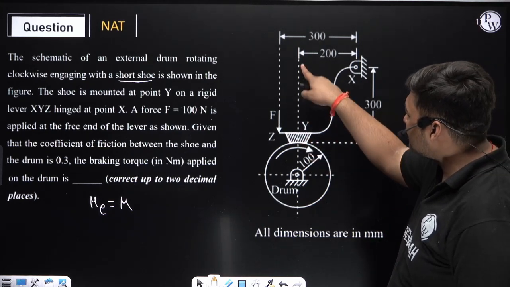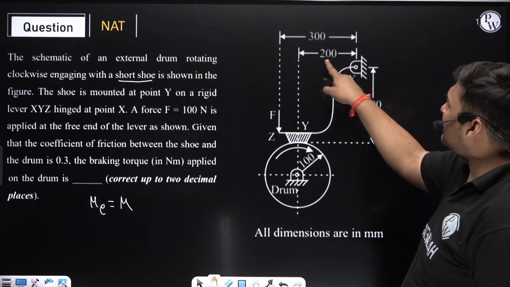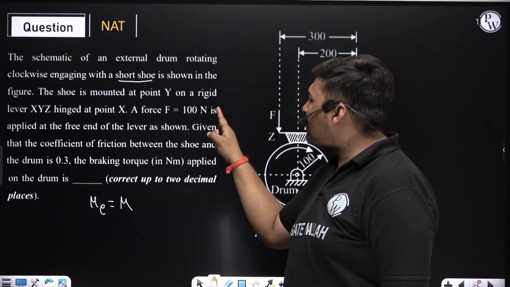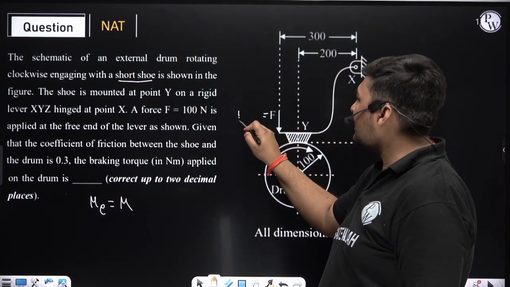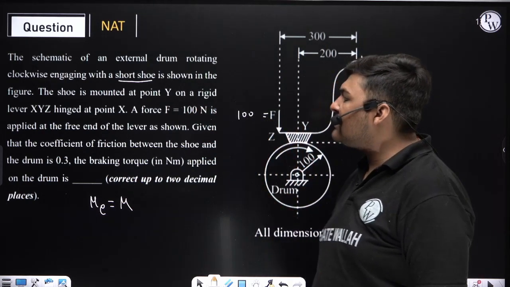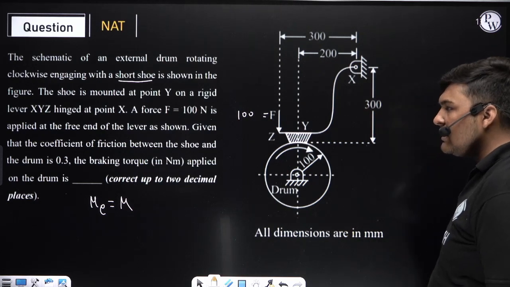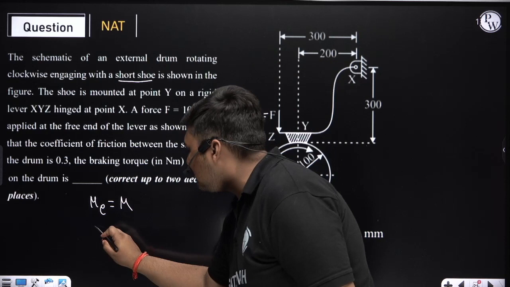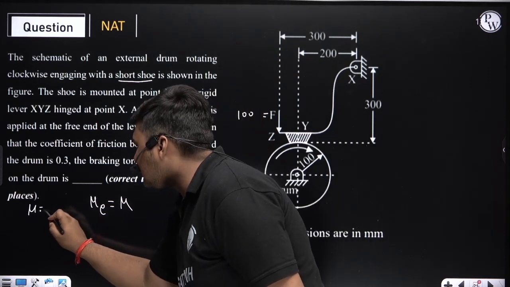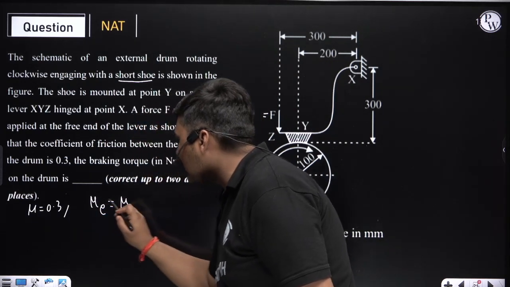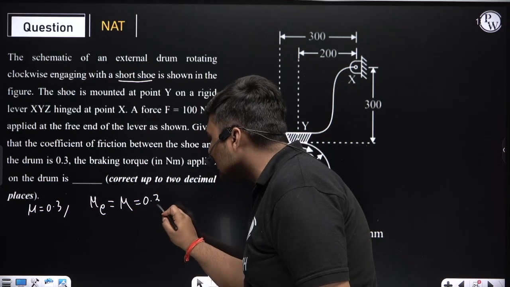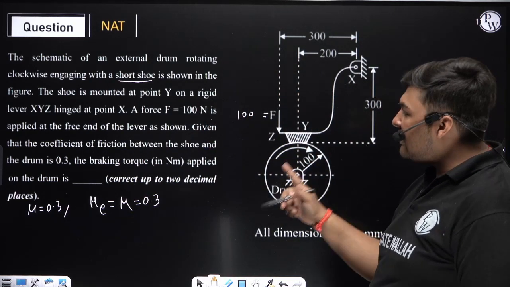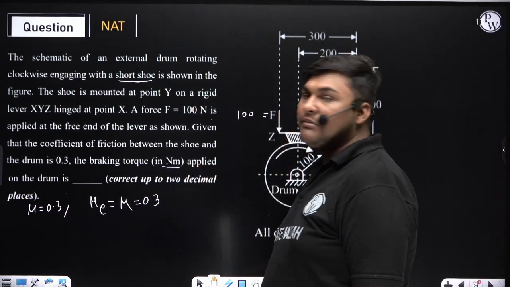At this location the shoe is mounted, whose distance from the hinge is already given. These distances are already given. A force F equal to 100 Newton, the value of F is given, is applied at the free end of the lever as shown in figure. The coefficient of friction between the shoe and drum is 0.3, means mu is 0.3, and since it is a short shoe brake, mu equivalent will be equal to mu, means mu equivalent will also be 0.3. Now the examiner is asking what will be the braking effort in Newton meter.